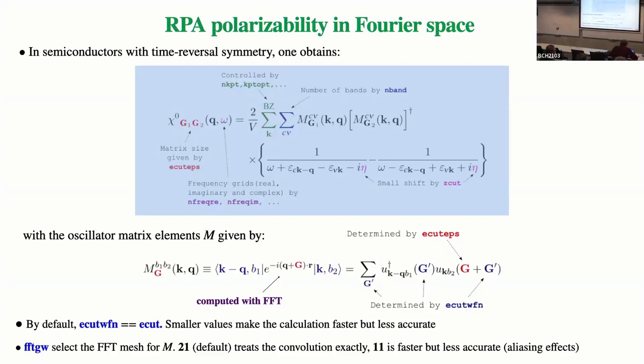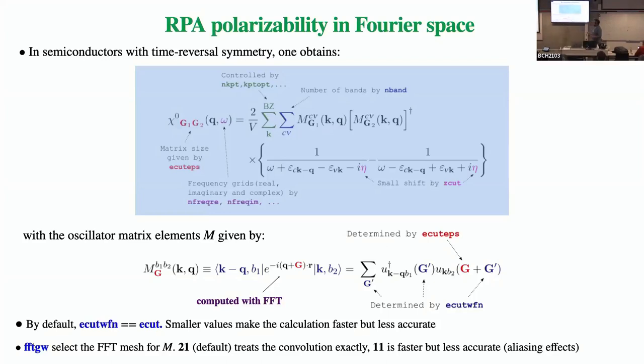Then, if you want to sample the polarizability, there are other variables defining the linear mesh along the real axis, or you can also sample along the imaginary axis. And these M matrix elements are essentially the matrix elements of a plane wave between two Kohn-Sham states, and these terms are computed with a fast Fourier transform, instead of using this expression here in Fourier space directly, which requires the evaluation of a convolution. And the mesh for the FFT for the M matrix elements is defined by fftgw.